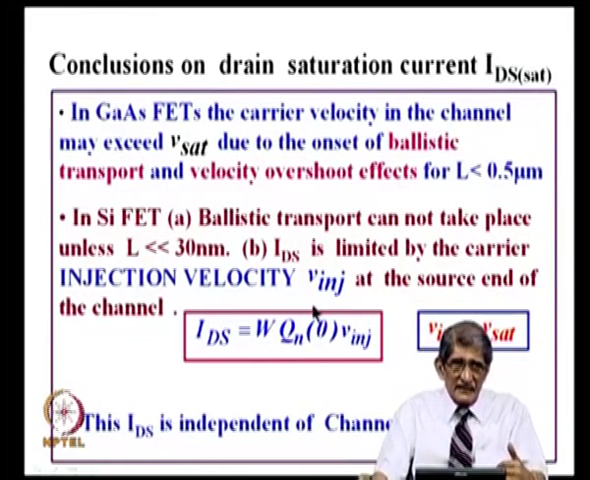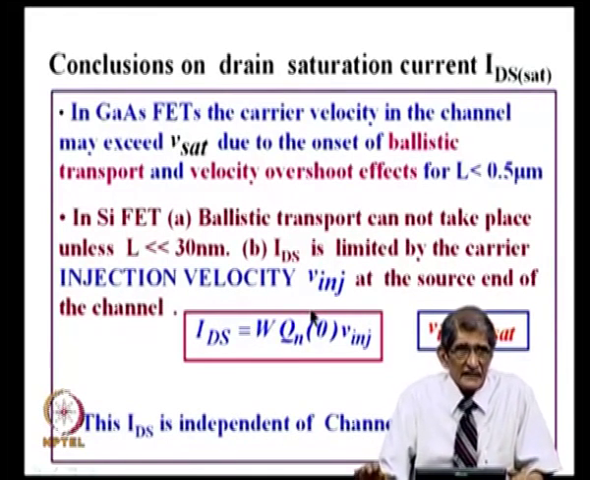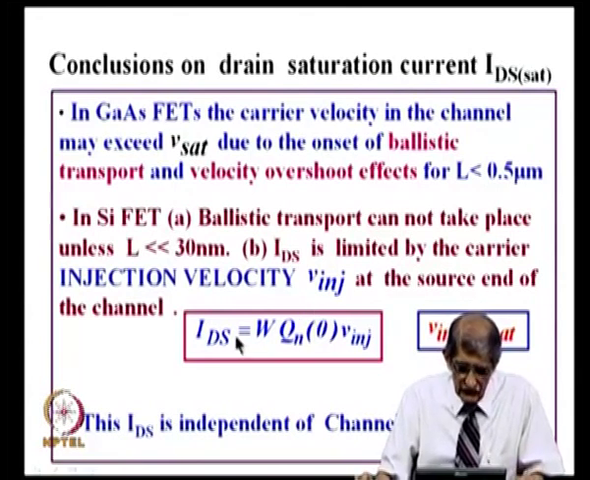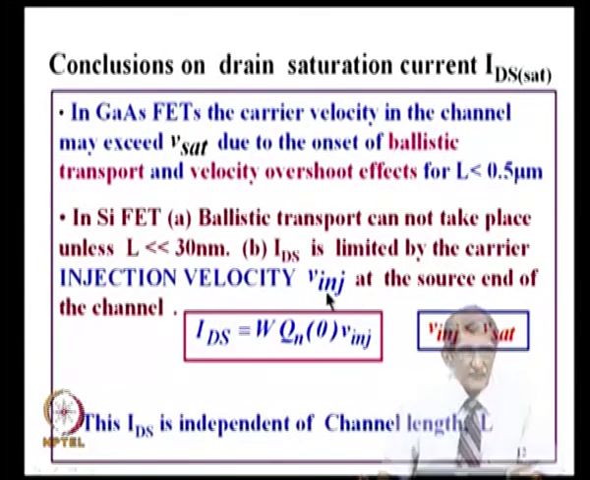We will see what it is. I will not get down into the detailed discussion on that. So, drain current, if it is controlled by injection velocity, which is smaller than the velocity saturation, I can still write IDS is W q n at 0 into injection velocity, and that is lower than that. Then I will get the drain current, which is actually smaller than what you would get with the velocity saturation.